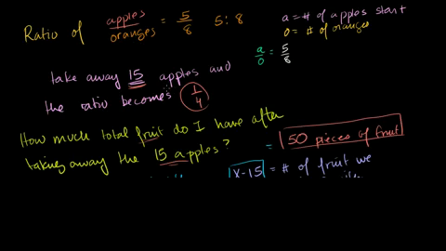Then we remove 15 apples. So if we remove 15 apples, how many apples do we have? We have A minus 15 apples. And they tell us that the ratio of apples to oranges becomes 1 to 4. So A minus 15, which is the number of apples we start with minus 15, the ratio of that to oranges is equal to 1 over 4. And let's see if we can solve these two equations.